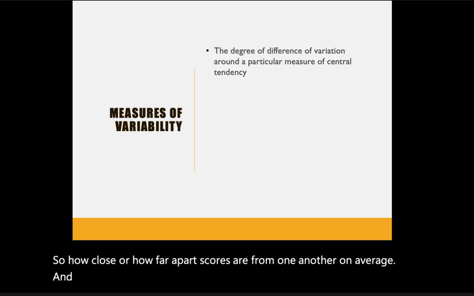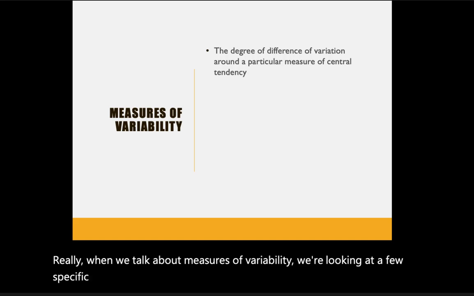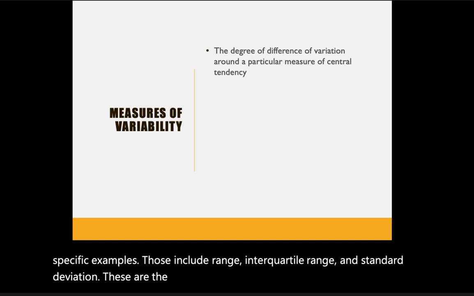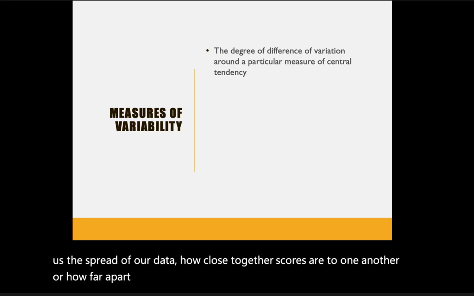And really, when we talk about measures of variability, we're looking at a few specific examples. Those include range, interquartile range, and standard deviation. These are the most common measures of variability that will tell us the spread of our data, how close together scores are to one another or how far apart they are.